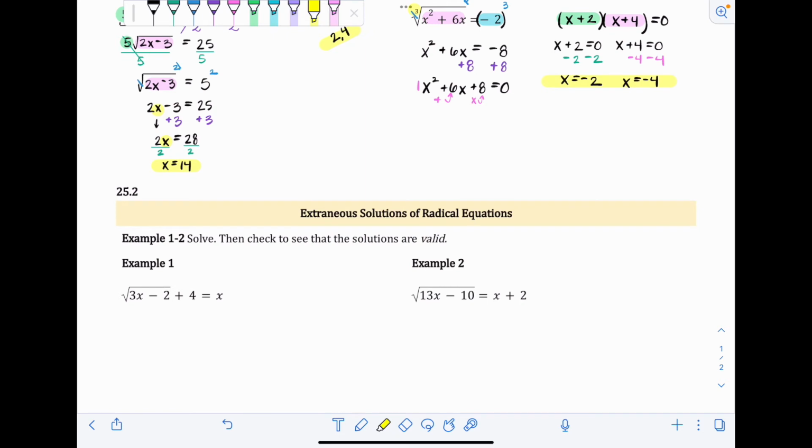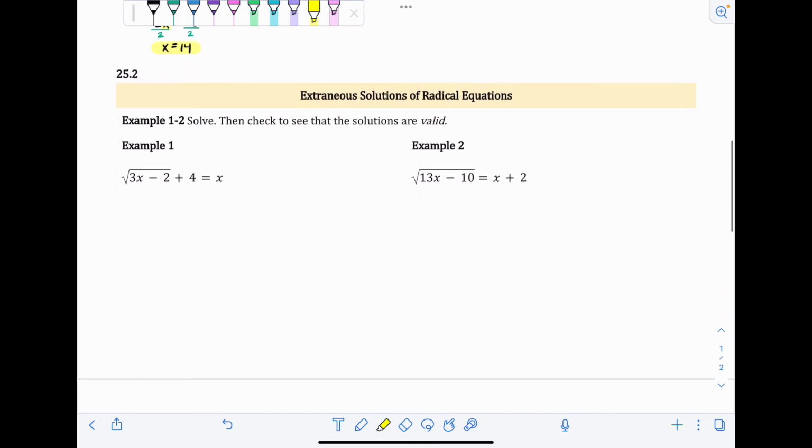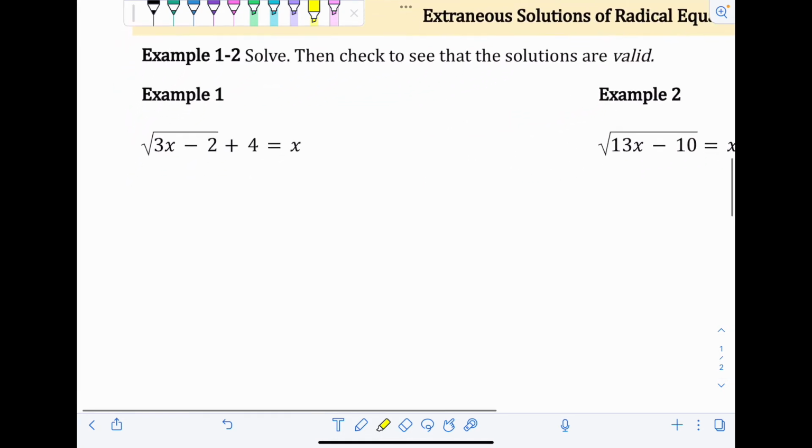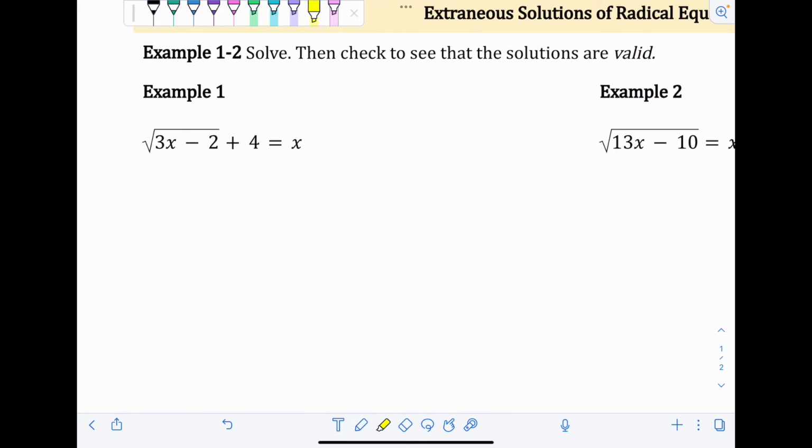So 25.2 is still solving, it's just we end up with equations that have extraneous solutions. Extraneous solutions are solutions that make the equation not valid, meaning that when you check them, the check just doesn't work. So example 1 and 2, we will solve both and then check both answers. So for example 1, the square root of 3x minus 2 plus 4 is equal to x.